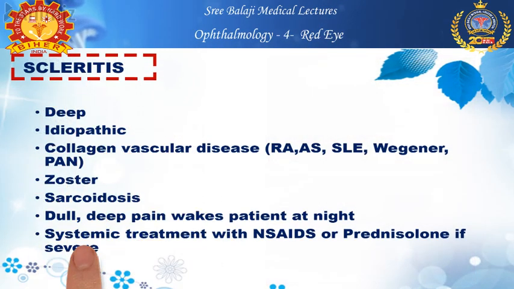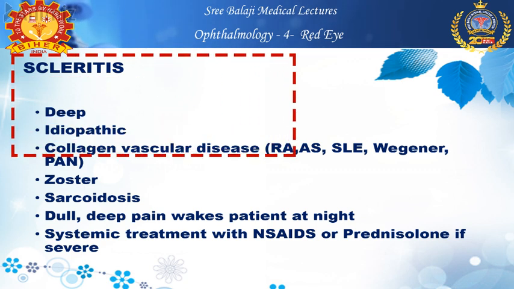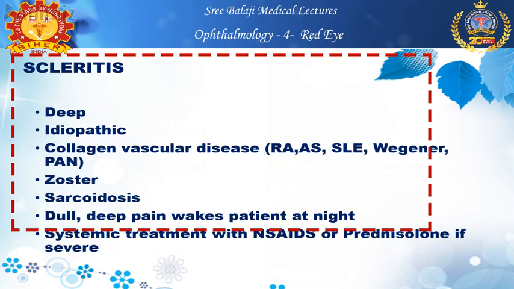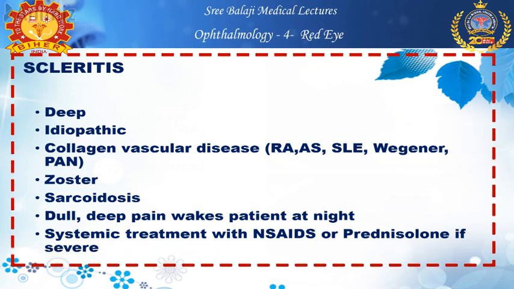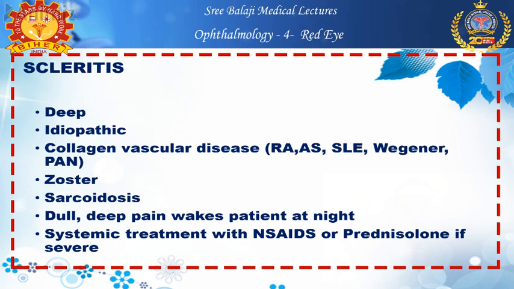The fourth and the last condition is scleritis, which is inflammation of the sclera. Here it is deeper than episcleritis. If you try to move the conjunctiva, the redness, the blood vessels do not move with the conjunctiva, whereas in case of episcleritis, the blood vessels do move with the conjunctiva. Mostly idiopathic, can be associated with collagen vascular diseases like rheumatoid arthritis, ankylosing spondylitis, systemic lupus erythematosus, Wegener's granulomatosis, and polyarteritis nodosa. It can also be associated with herpes zoster infections, sarcoidosis.